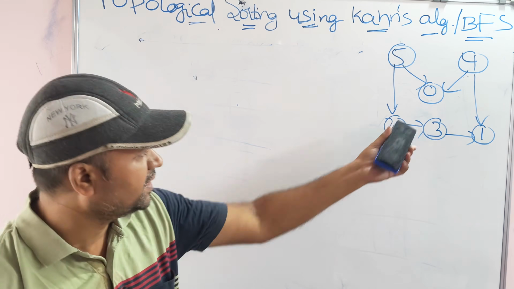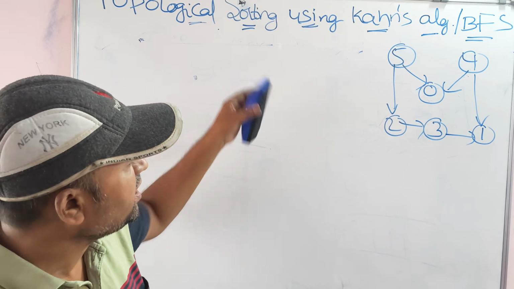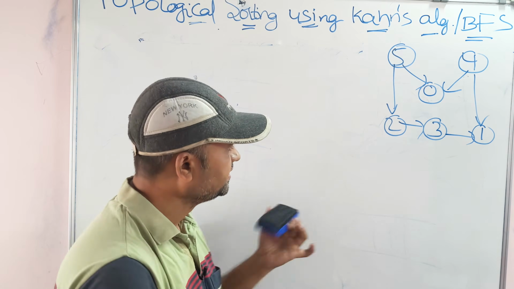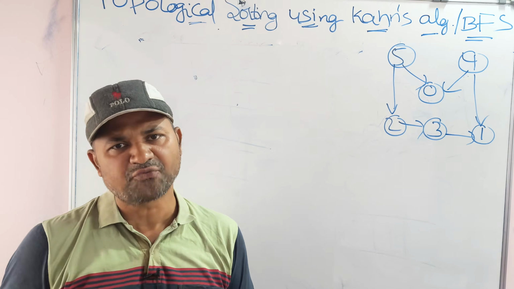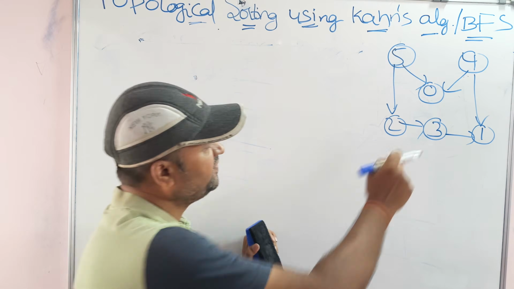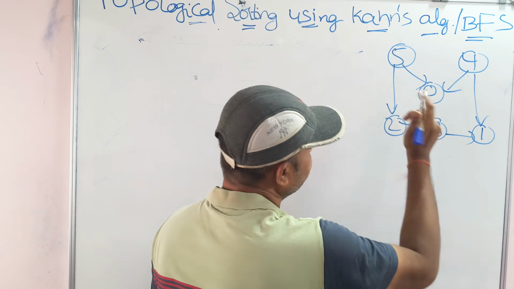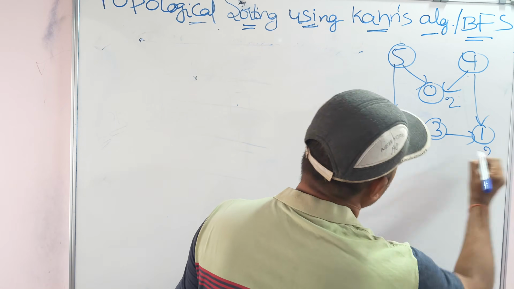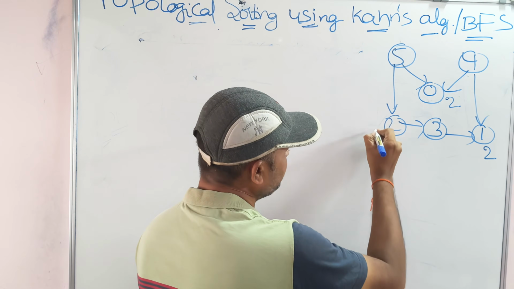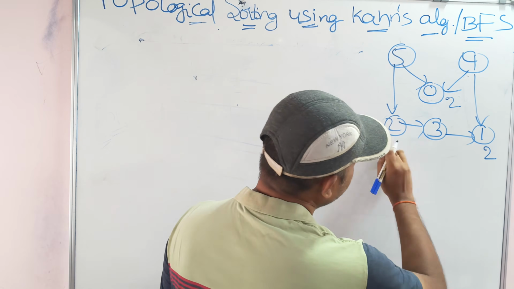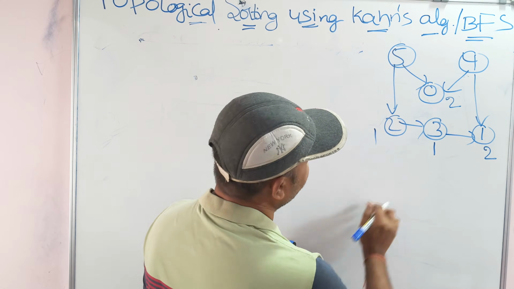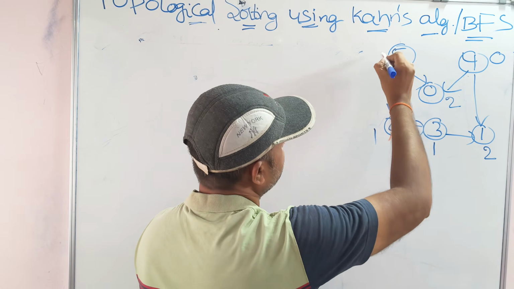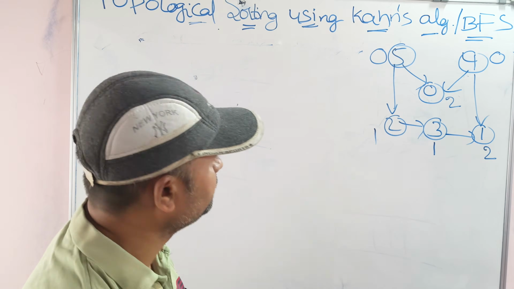Now let us solve this example. First, we have to find the in degree of each vertex. In degree means the number of incoming edges of that node. If we take 0, it has 2 incoming edges, so in degree is 2. 1 has 2 incoming edges, so in degree is 2. 2 has 1 incoming edge, in degree 1. 3 has 1 incoming edge, in degree 1. Next, 4 has no incoming edges, so in degree is 0. 5 has no incoming edges, so in degree is 0.